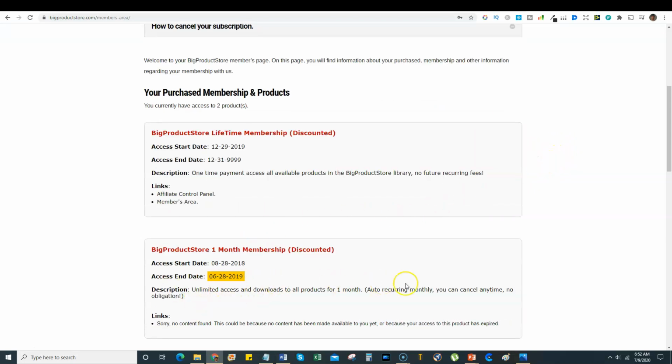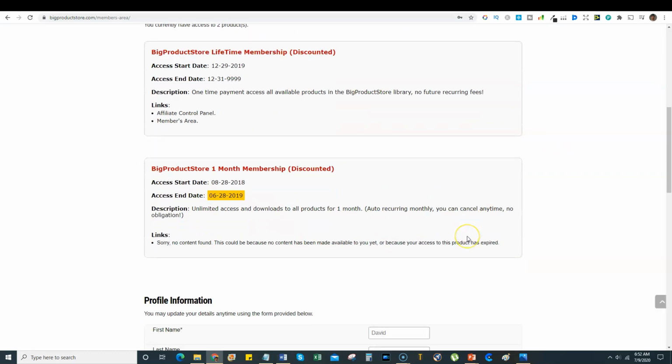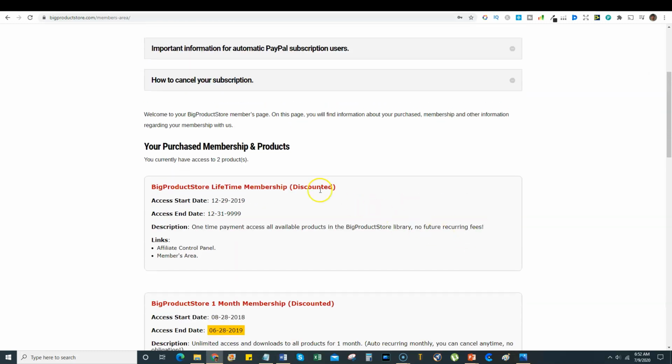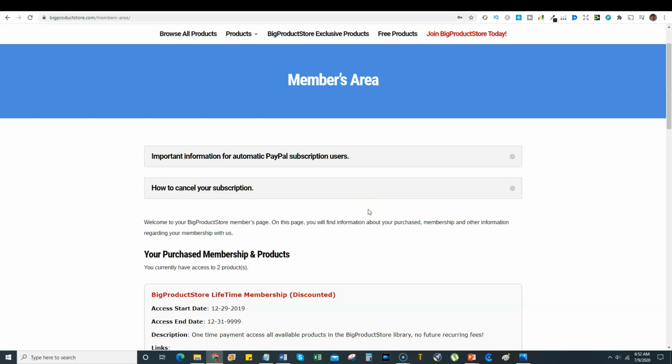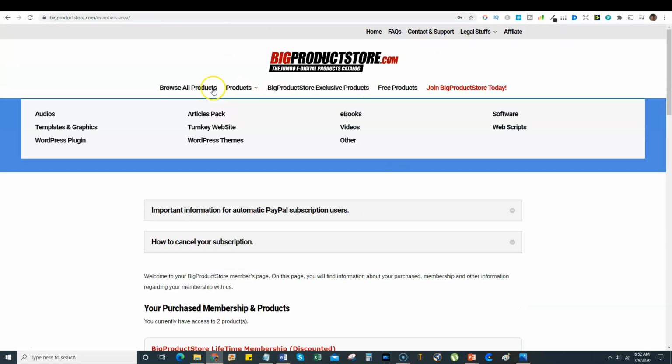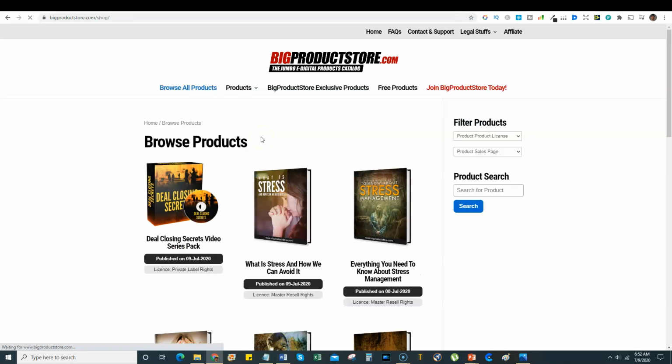You can see I have access forever to the site, and here's my lifetime membership right here. So it never ends. I bought that back in December, about 7 months ago, and I don't ever have to pay for this again. I can come in here, I just logged in, and I can go to browse all products. You can go in here to products and go to any of these, right?